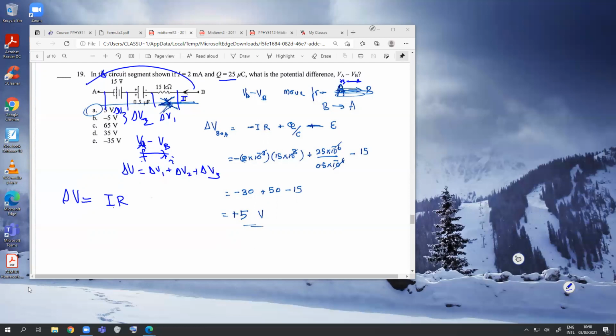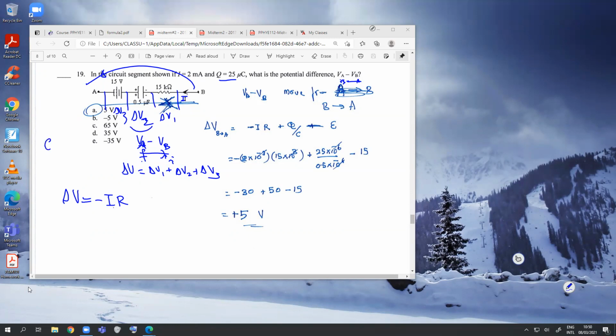You know there is a potential change, but is it going to be decreasing or increasing? So how do I figure it out? Look at the direction of the current. Current flows from high to low. So current is flowing in the same direction as you are moving. Therefore, it's negative, a decrease. So it is negative, right? So minus. Then delta V2.